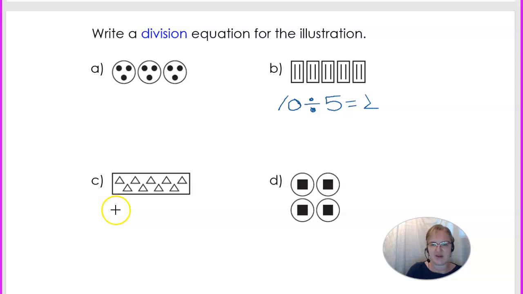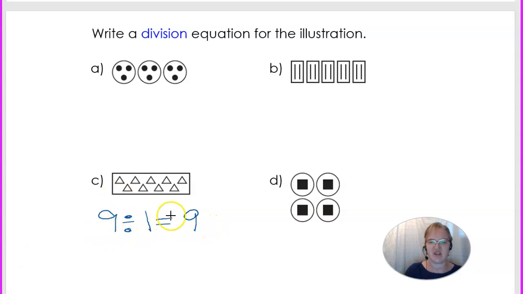How many triangles do we have? There's 9 to start with, so 9 triangles. How many groups did we divide them into? 1 group, and all 9 of them are in that same group. So this one is 9 divided by 1 equals 9. Looks a bit tricky at first because we don't usually divide things into 1 group, but it's actually quite simple.